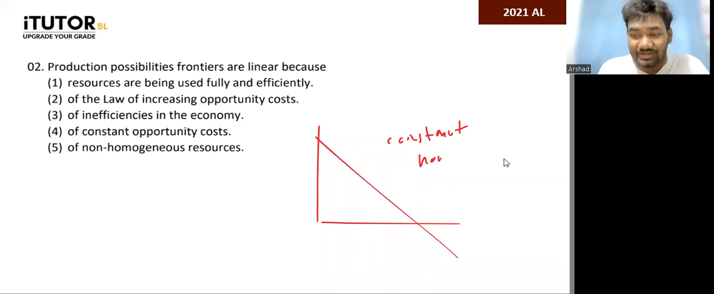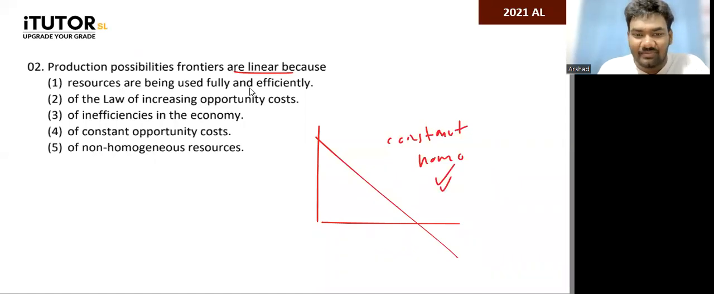Homogeneous resources. What can you tell about the resources efficient for one industry? Are they efficient for the other industry also? Yes. What can you tell about the production technology? Are they similar? Somewhat similar. Right. So these things have to come into your mind. The moment they say linear PPC or constant opportunity cost, those points have to come. If that comes into your mind, answers are simple, right?